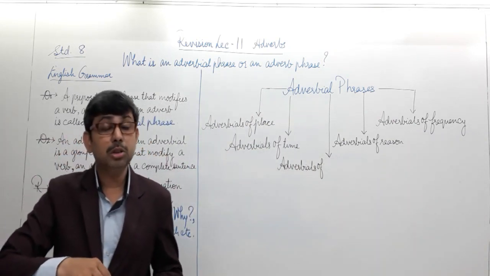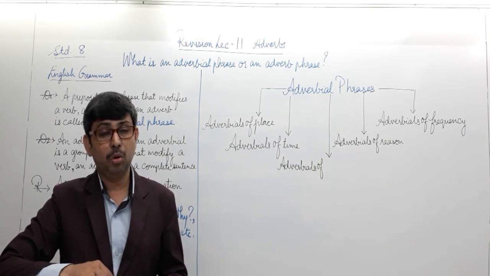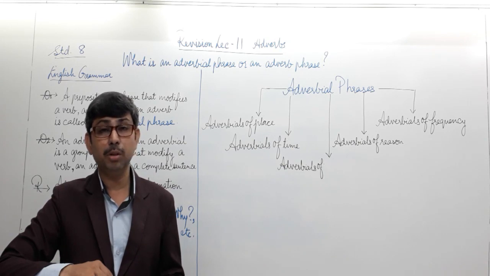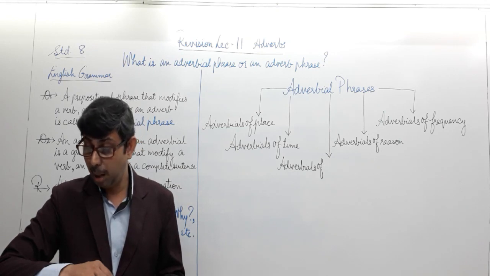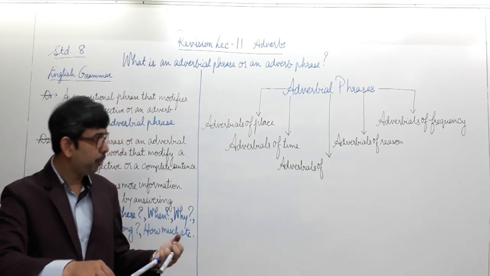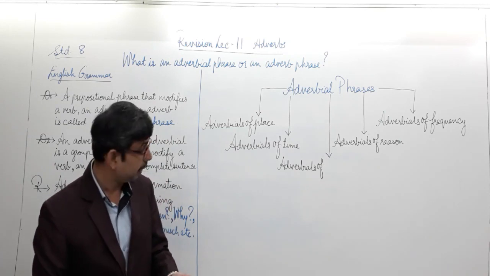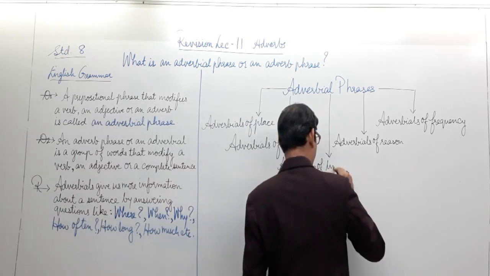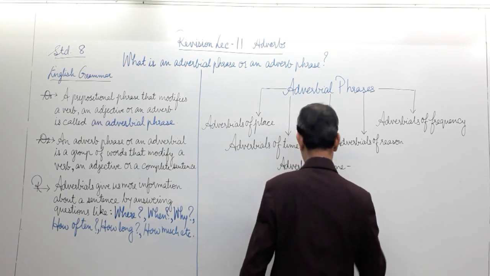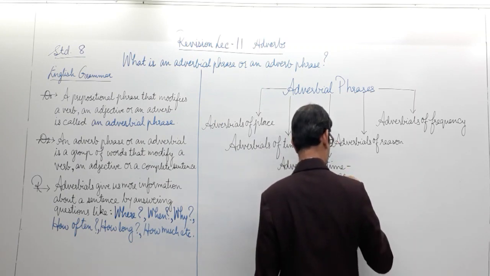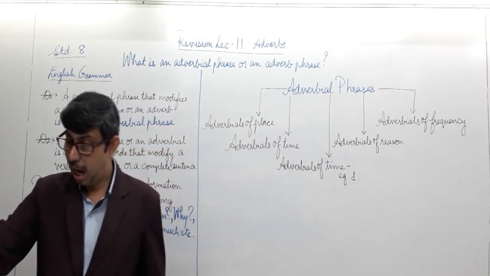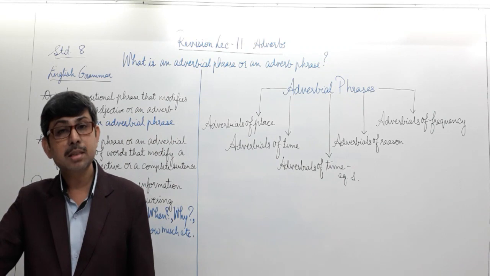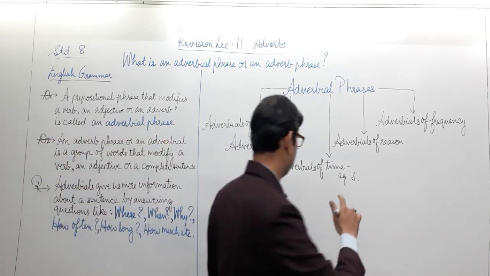Just as the adverbials of place told us about the place where the action took place, similarly the adverbial of time will tell us at what time or when the action was done by the verb. Let's see a few examples to understand this adverbial of time. A sentence: I have known him since last 5 years.